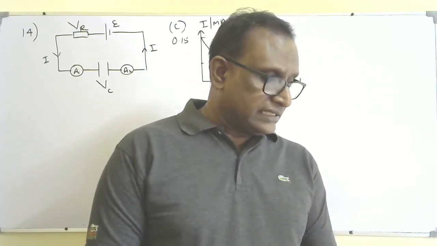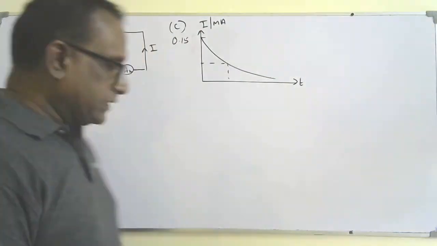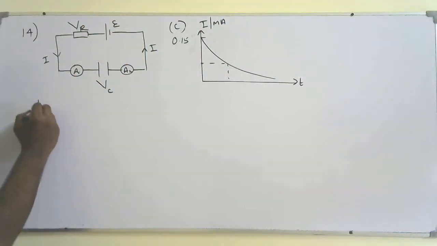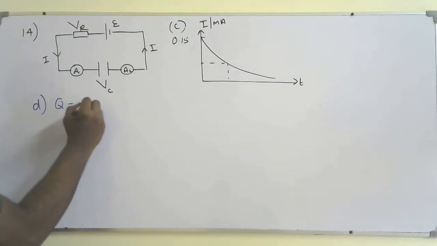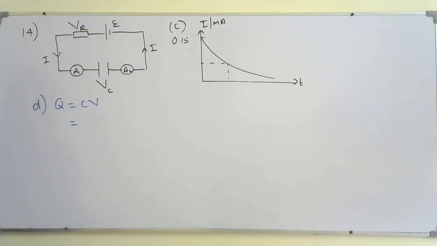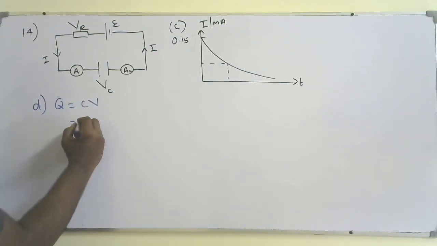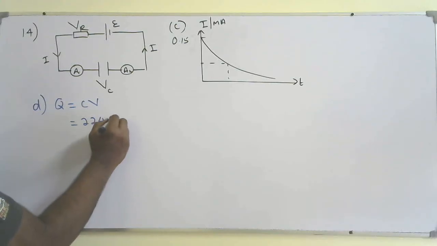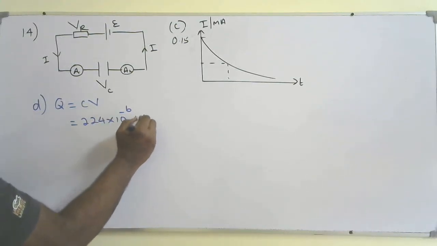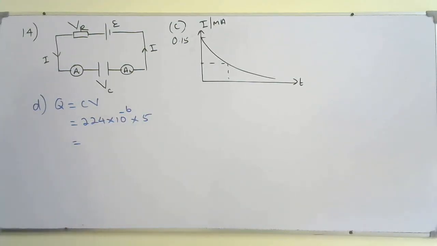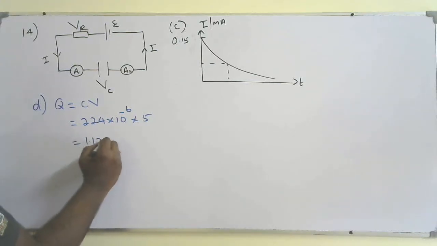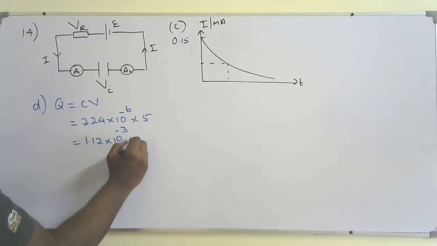We need to find the charge stored in it. So for part D, Q equals CV. We know the capacitance, we already found it, 224 microfarad, 10 to the power minus 6, into 5. So you will get 1.12 × 10 to the power minus 3 coulomb.